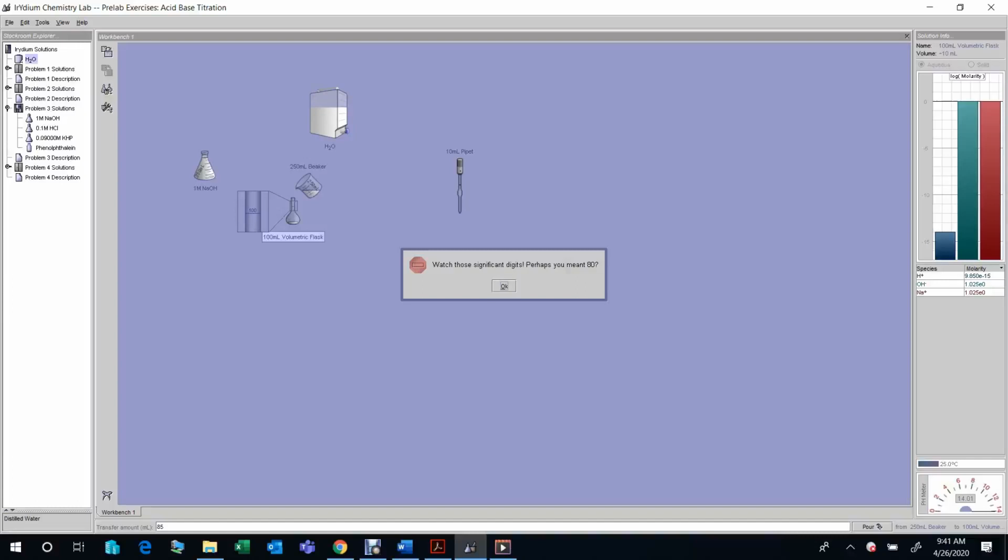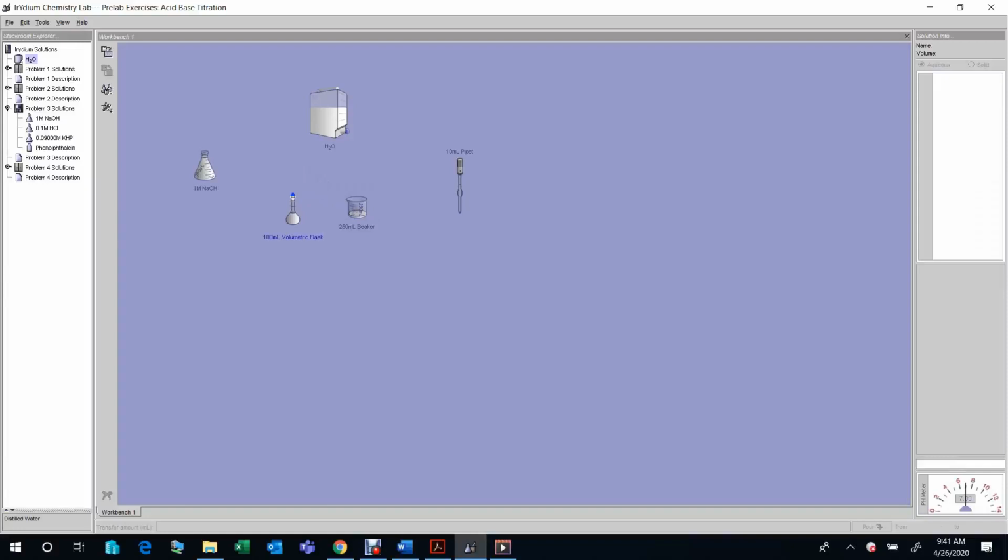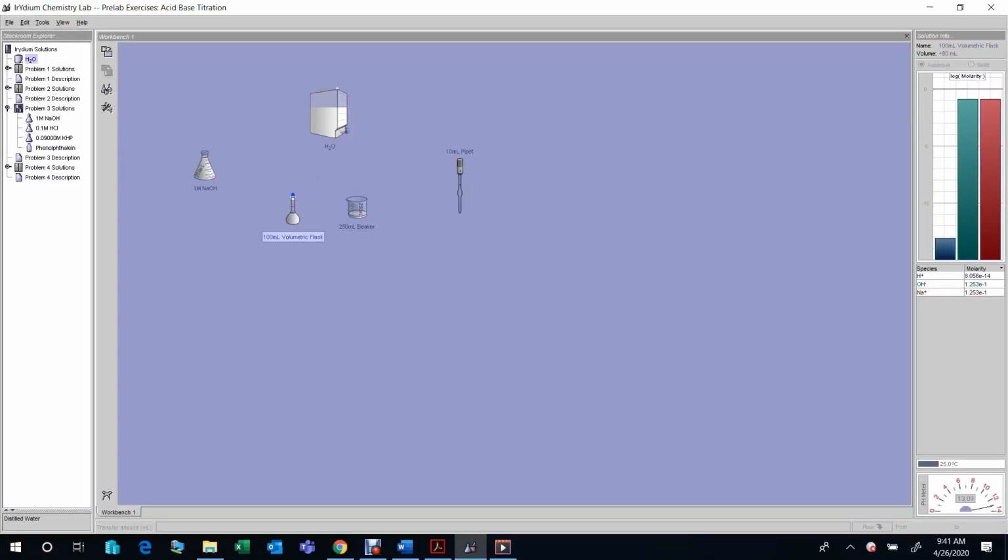So the system suggests that I should try 80. Then okay, I will try 80 milliliter. You see, at the bottom window, we try 80 milliliter, and then we do pour. When we click this flask and look at the right top, we see the volume is about 80 milliliter.